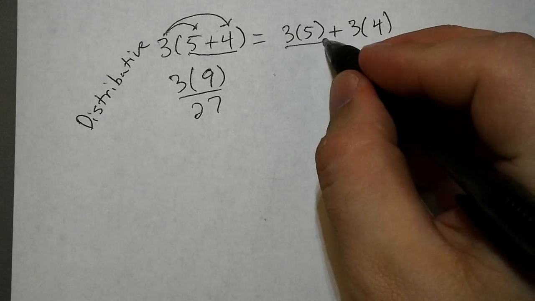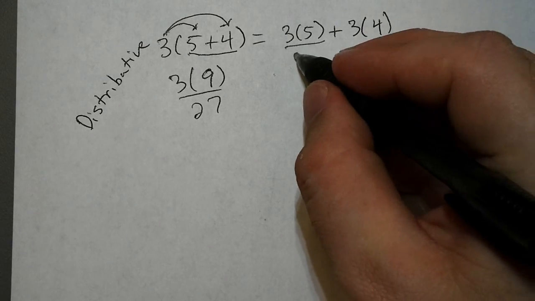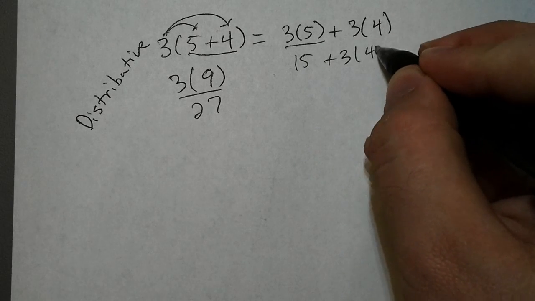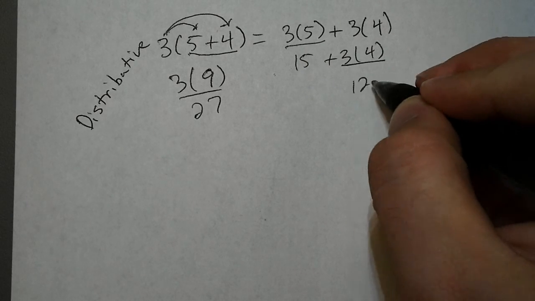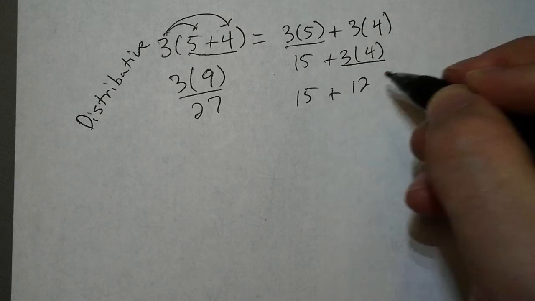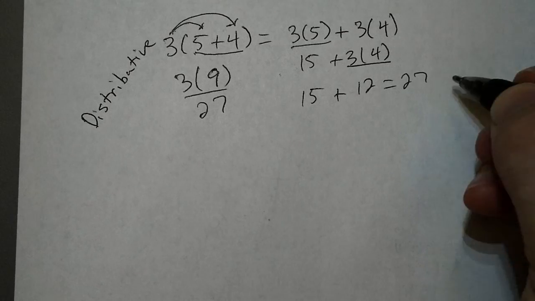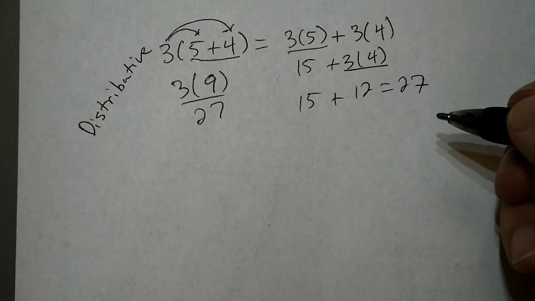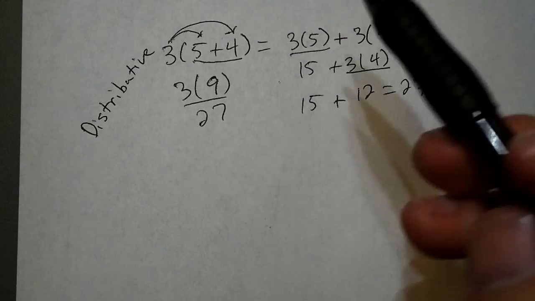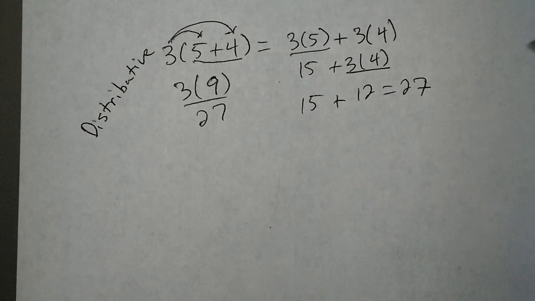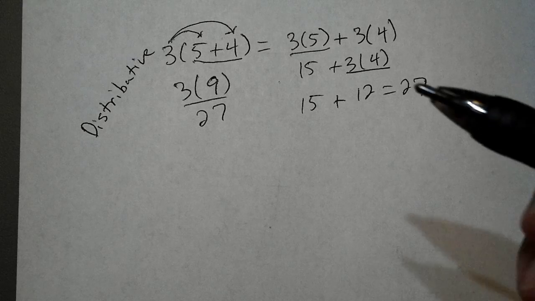So 3 times 5, order of operations, you multiply before you add, is 15. Plus 3 times 4, and 3 times 4 is 12. So we got 15 plus 12, and when I add those together, I still get 27. Now I'm doing this just to show that when we use the distributive property, we do not change the value. That's why we can use it and apply it.